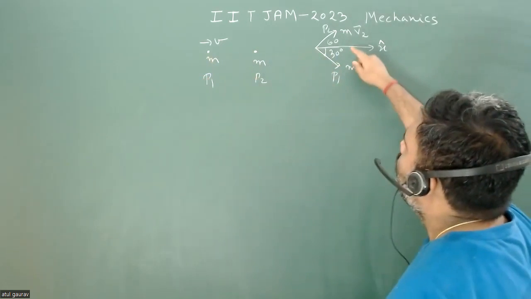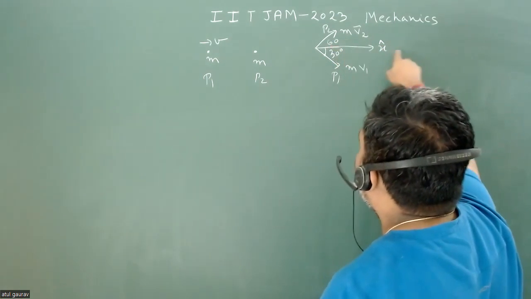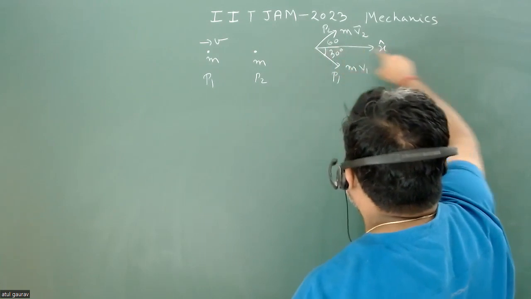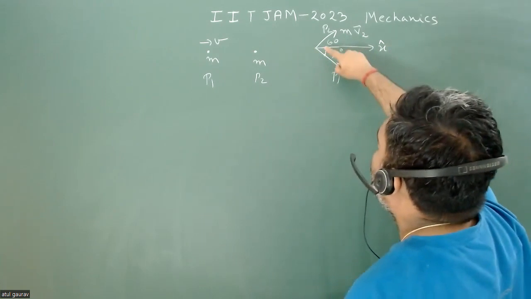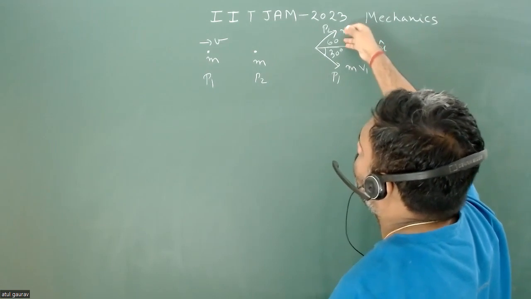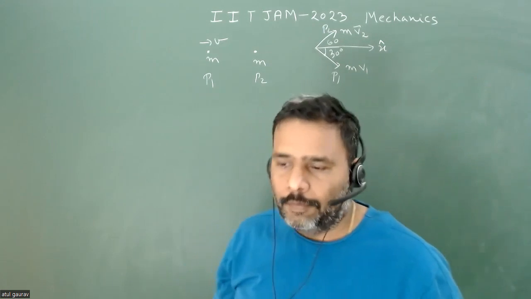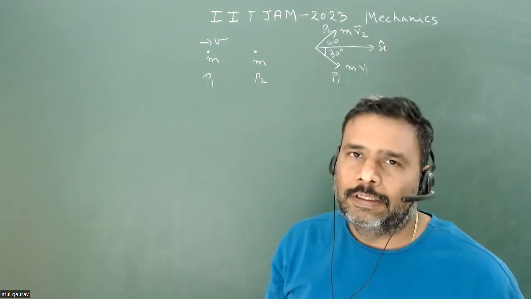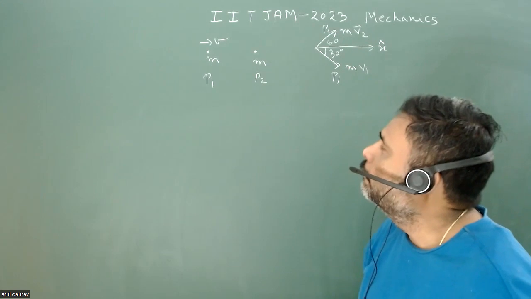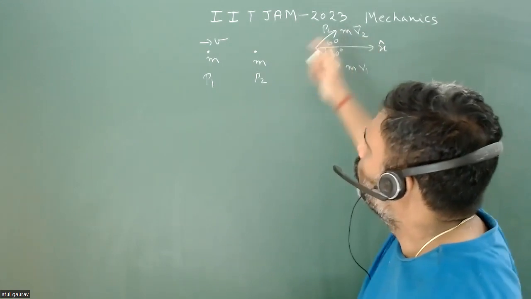After the collision, the particle P1 makes 30 degrees with the line of action. So we can say this is my x-axis, which is the line of action, and we have to judge what this angle will be. This is an MSQ type problem, so more than one option is correct. For the first option, we have to analyze how we are going to calculate this angle.